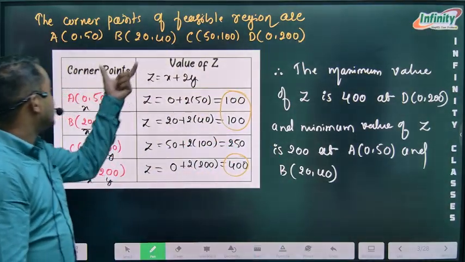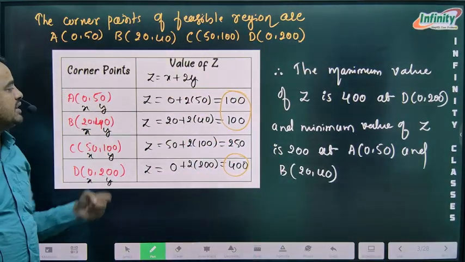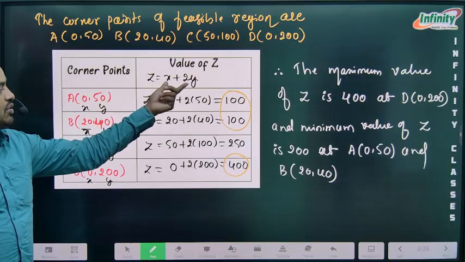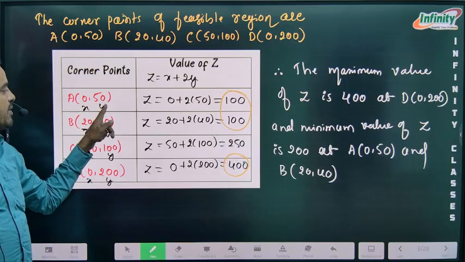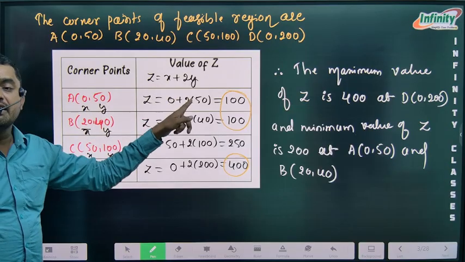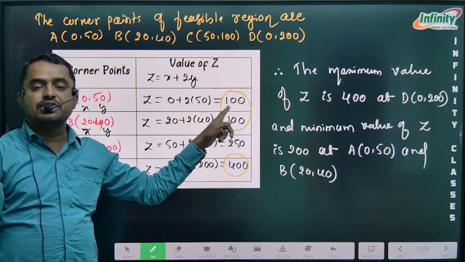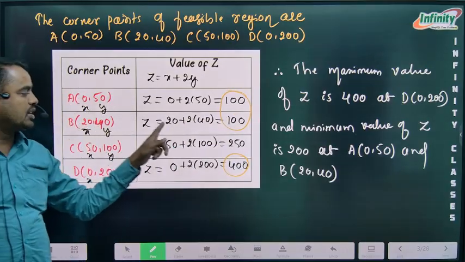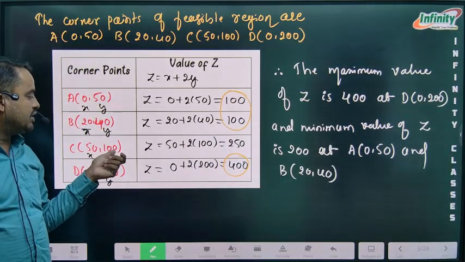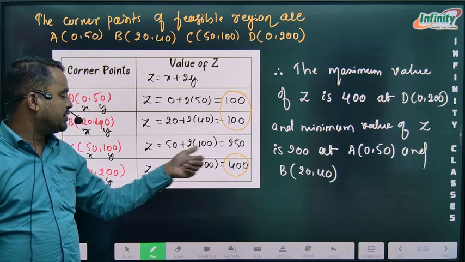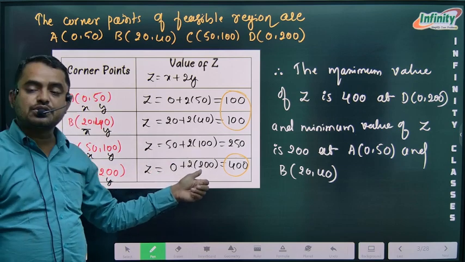Draw the table here: corner points and value of Z. Z is equal to x plus 2y. Z means the objective function here. Write the value A (0, 50). Put x 0, y 50: 2 into 50 is 100. And B (20, 40): 20 plus 2 into 40 is again 100. And C (50, 100): 50 plus 2 into 100 is 250. And D: Z is equal to 0 plus 2 into 200, which is 400.